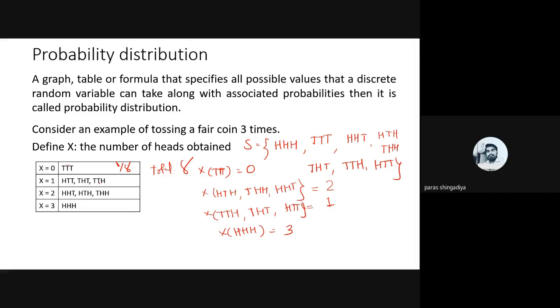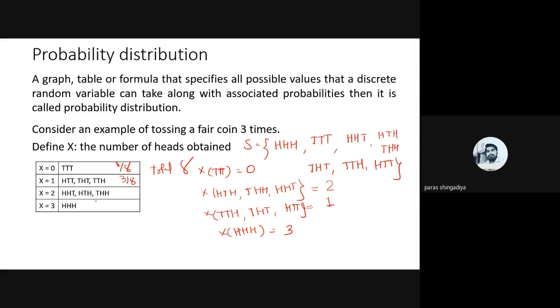Now probability for x equal to 1. So x equal to 1: there are three cases we have, three possibilities we have, which take the output x equal to 1. Which three cases? HTT, THT and TTH. Total how many outcomes? 8 outcomes. So what is the probability for x equal to 1? There are three possibilities which take the outcome x equal to 1, from a total of 8 outcomes. Okay, so its probability will be 3 by 8.